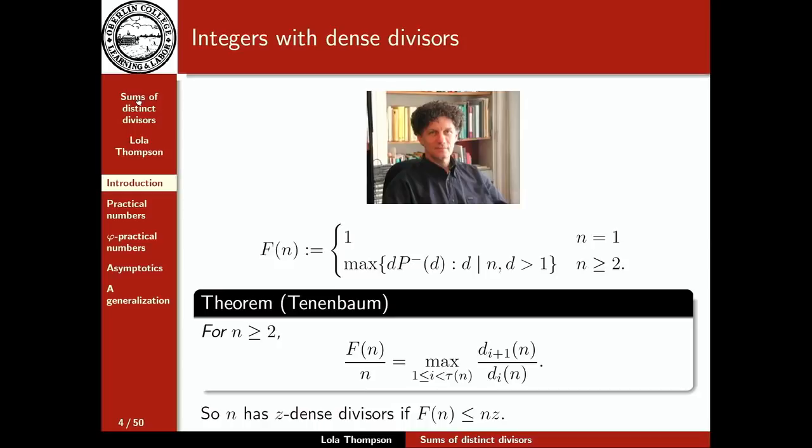And so in particular, Tenenbaum showed that if you take f of n divided by n, that's going to be the same thing as that maximum of the ratios of consecutive divisors that I told you about. And so in particular, this means that n has z-dense divisors if we can write f of n at most n times z.